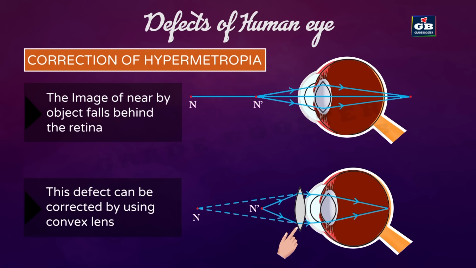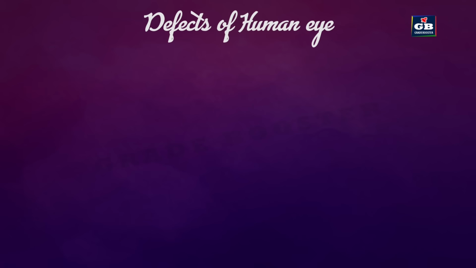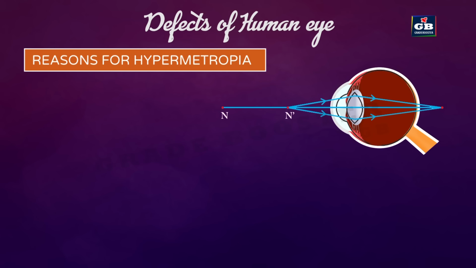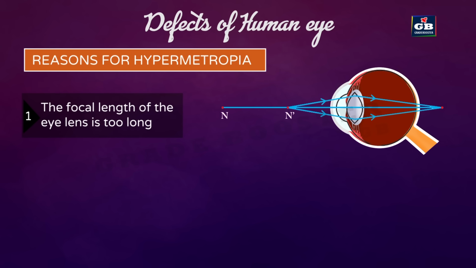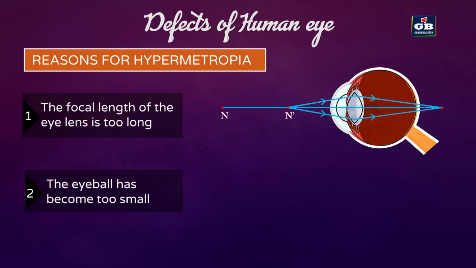Now let's see the reasons for hypermetropia. There are two reasons for this defect. This defect arises either because of 1. The focal length of the eye lens is too long, or 2. The eyeball has become too small.